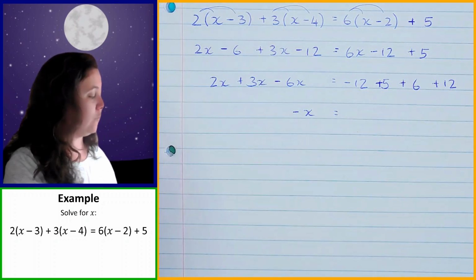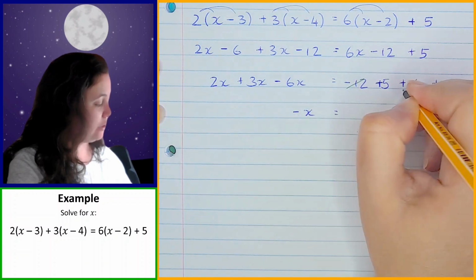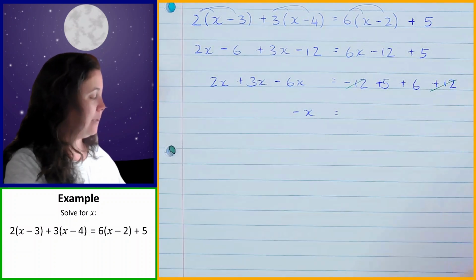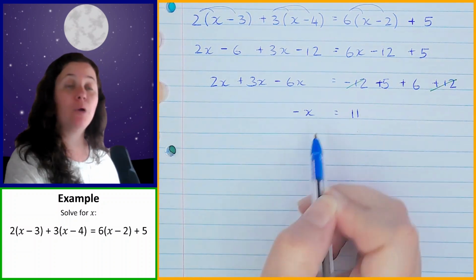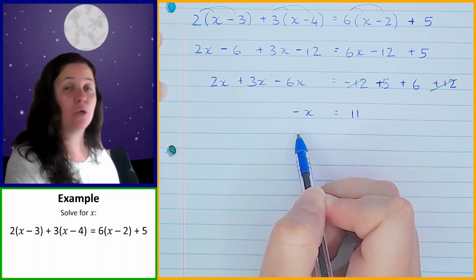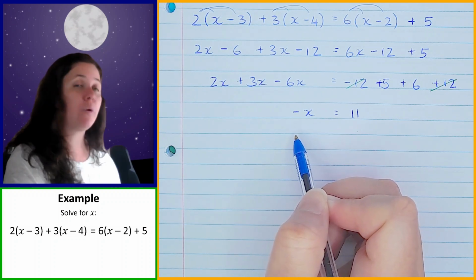So the negative 12 and the positive 12 are going to cancel each other out. So I just have 5 plus 6, and that gives me 11. Okay, so once I've done that, I'm not done yet because I need to know what x is. I don't want to know what negative x is. I want to know what positive x is.